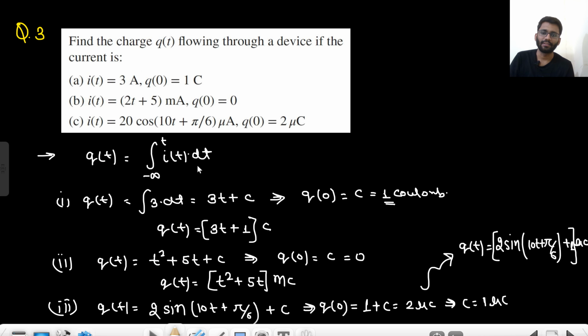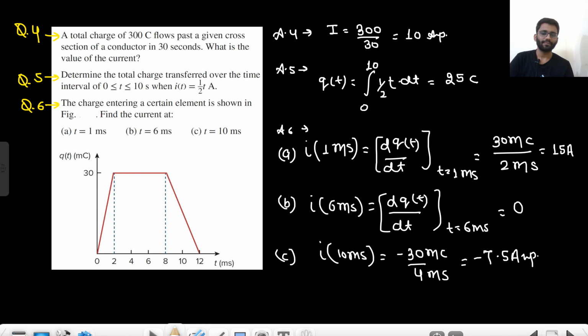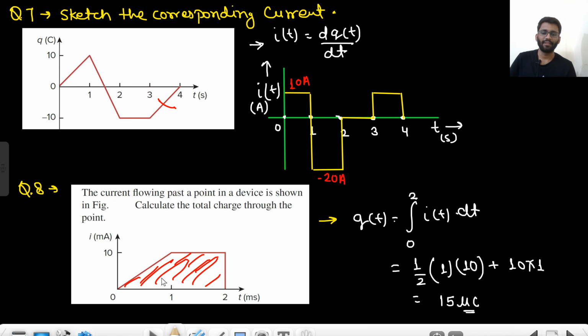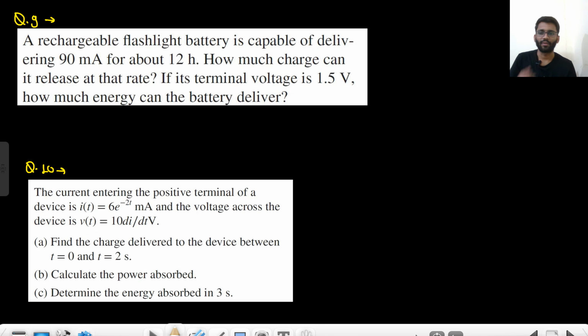Here the time was not given, so we already took it to be in seconds. So we write it as a function of time only. This was the deciding factor. Ampere, so directly coulomb. Milliampere, so it will be millicoulomb. And here microampere, so it will be microcoulomb. Same in this manner. So 1 by 2 into 1 into 10, so 5 plus 10 into 1, 15, 15 microcoulomb.